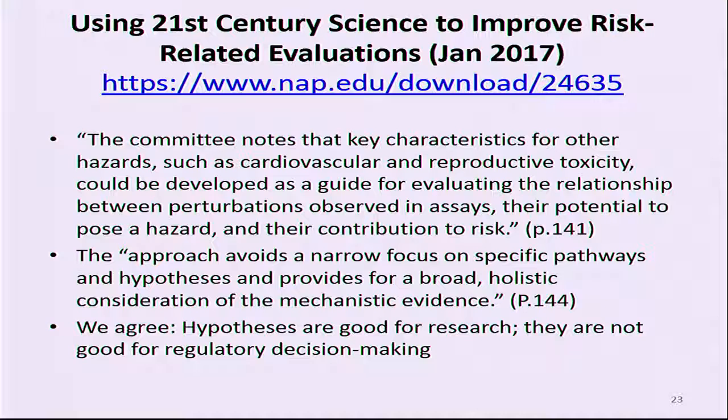And the important point I want to make here is, down in the second part, the key characteristic approach avoids the narrow focus on specific pathways and hypotheses and provides a broad holistic consideration of the mechanistic evidence. This is what we need, rather than somebody's favorite mechanism of how something works and then applying regulations around this. It's going to be much harder to decide on a mechanism as an expert working group and then have other people say, well, it doesn't work that way. Whereas the key characteristics approach allows you to look at the whole database and the evidence and reach pretty easy conclusions by a working group.